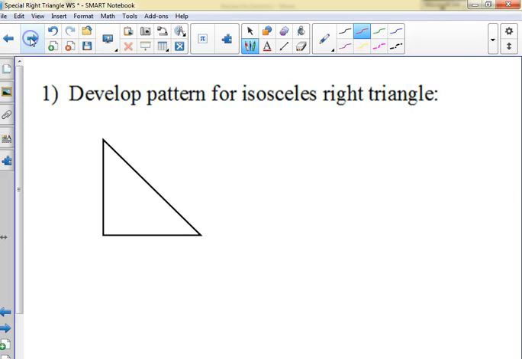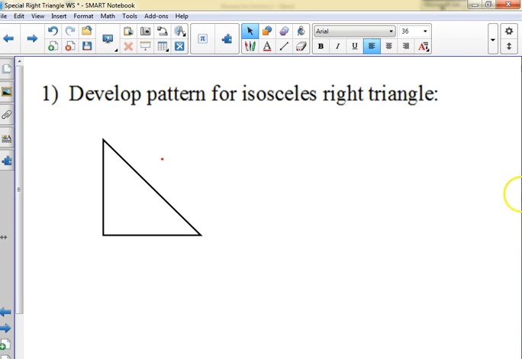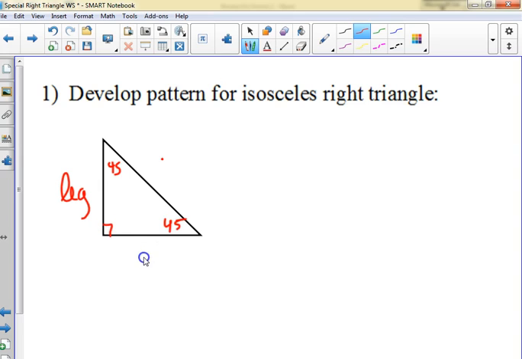All right, so I want to actually develop the pattern because depending who you had, your teacher may have actually done this when you were in geometry, but sometimes students think it's magic. If this is a leg of a 45, 45, 90 triangle, what do you know about that? Both the legs are the same, right? It's isosceles. Okay, so if we do a little famous theorem, right?